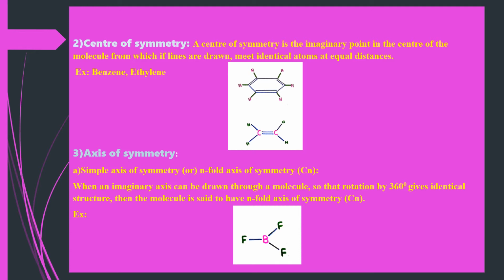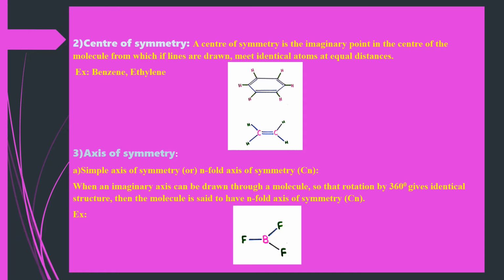When do we say that a molecule has center of symmetry? A center of symmetry is an imaginary point present in the center of the molecule from which, if lines are drawn, they meet identical atoms at equal distances. No change in the distance, students. Understood?